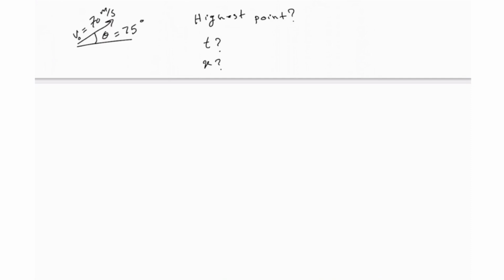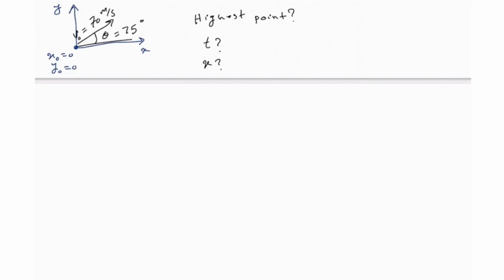To solve this question, the first thing we need to do is to break down the motion into horizontal and vertical motions, where the acceleration in the x direction is 0 and in the y direction is negative g. We define the initial position to be at the origin of the coordinate system, so we can take x0 and y0 to be 0. So this is my coordinate system, and I start at the origin. So x0 is 0 and y0 is 0.